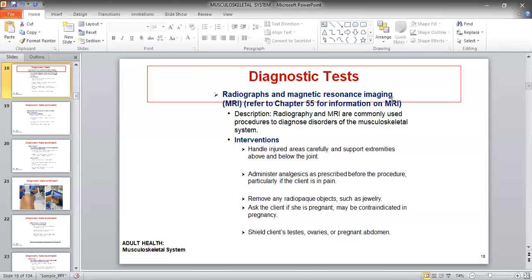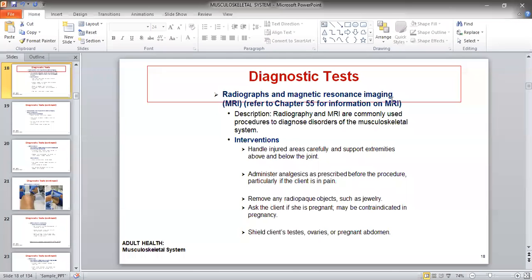X-ray of the bones, X-ray of the joint. X-ray, radiology. Then we have to go for MRI. MRI means magnetic resonance imaging. Then we do a bone scan. It is usually a bone scan. We use radioactive material injected to visualize the bone.